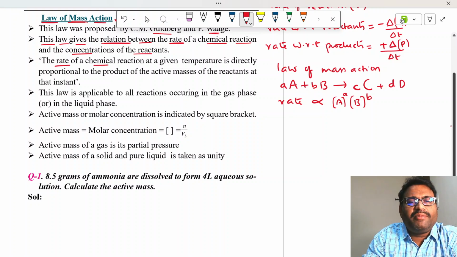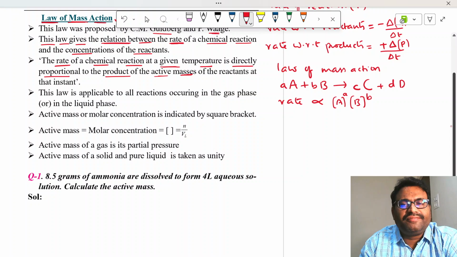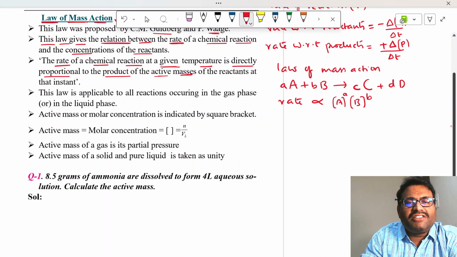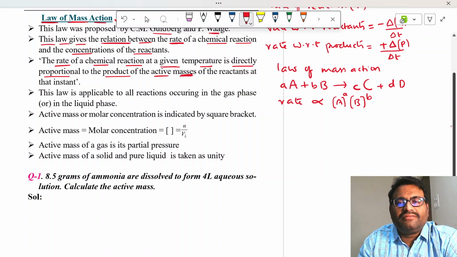See, the rate of a chemical reaction at a given temperature is directly proportional to the product of the active masses. Active mass is nothing but concentration. Active mass is the concentration of A and B present at that particular instant, the mass of that substance which is active, which can react, which can participate in the reaction. That is the reason we have written it in square brackets; square brackets represent concentration.